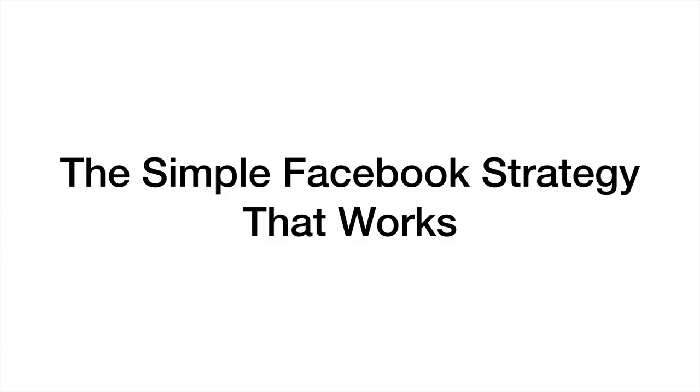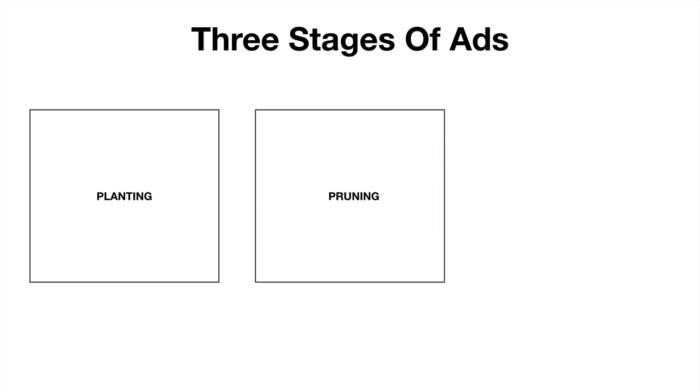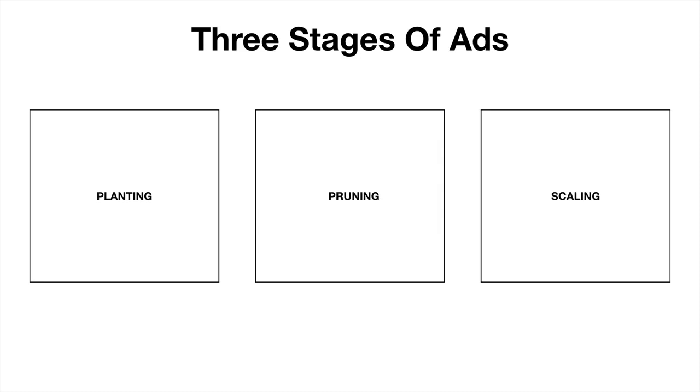Hey everybody, Frank Kern here, and in this video I'm going to show you a super simple Facebook ad strategy that just flat out works. So let's get started. There are 3 stages of running Facebook ads. I'm going to show you what the stages are, and then I'll walk you through all 3 of them. Stage 1 is called planting, stage 2 is called pruning, and stage 3 is called scaling.